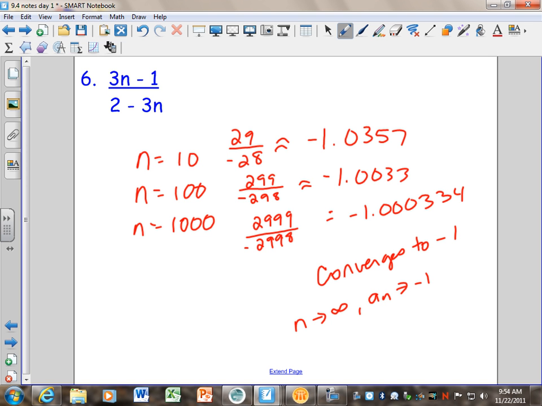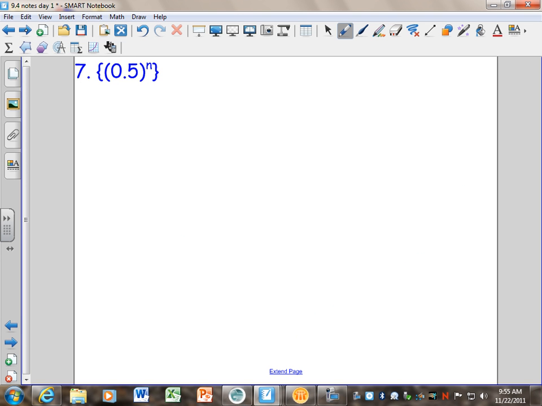Do you remember how we found horizontal asymptotes of a polynomial function? Through those little rules about the exponents, the degree of the numerator, and the degree of the denominator. Well, we've done that this year, and if you know those rules, it's kind of a shortcut to this, because the horizontal asymptote of that function is exactly where it converges to. The problem with using the rules for horizontal asymptotes is it only works with polynomial functions. That is not a polynomial function. 0.5 to the n power is actually an exponential function.